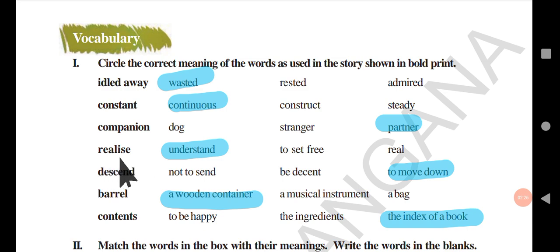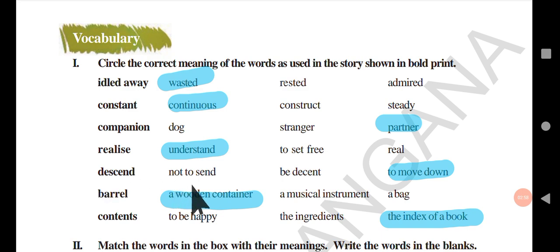Next, realize. Realize is to get to know something. Realize the things, realize the mistakes. That means I understood my mistake, I came to know about my mistake. That is the meaning for the word realize. Here you have three options: understand, to set free, real. The correct option here is understand. Realize is to understand.